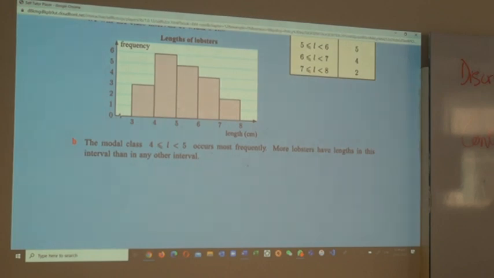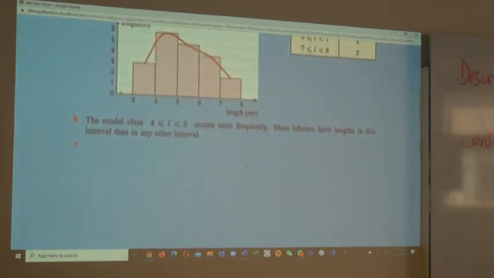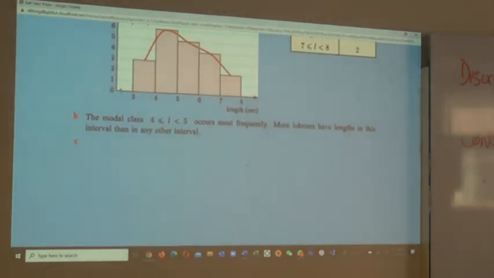In part C, we study the distribution. First, look at the shape of the data. You should see that the graph is stretched out on the right-hand side, or positive side, so the data is positively skewed. Now look for any outliers. There are no rectangles which are isolated from the rest of the data, so there are no outliers. Okay.